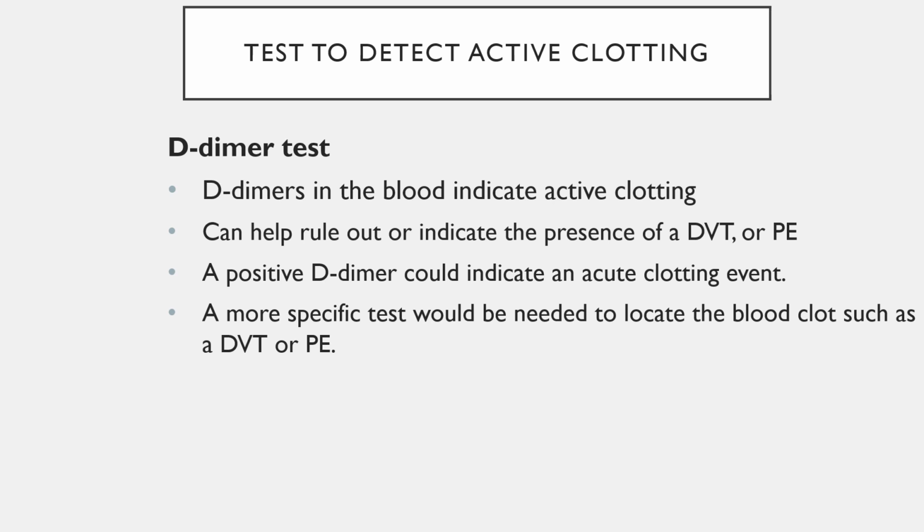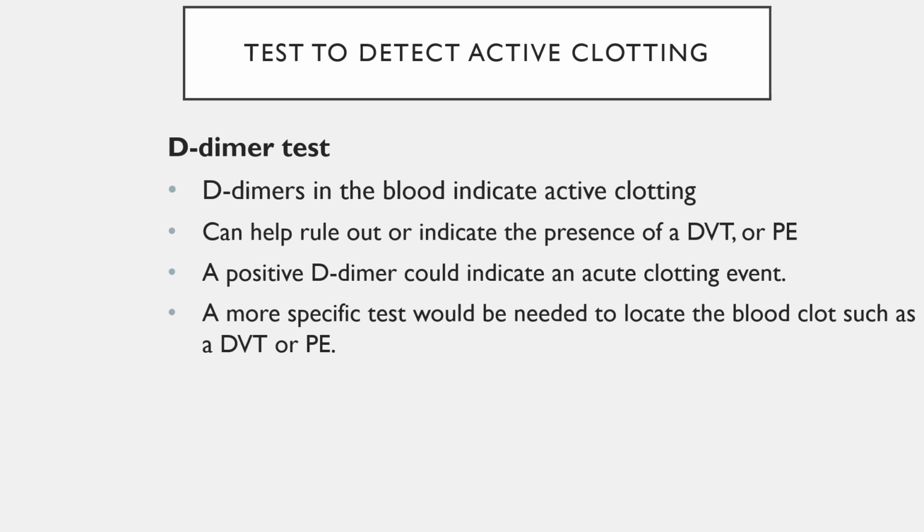This test is used to see if there's any clotting occurring in the body when we suspect a DVT or a PE. So for example, somebody comes in with a swollen leg and a tender leg, and we're suspecting it might be a deep vein thrombosis. We can order this test called a D-dimer, and if it's negative, it essentially rules out a blood clot in the lung, a PE, or a blood clot in the leg, a DVT.